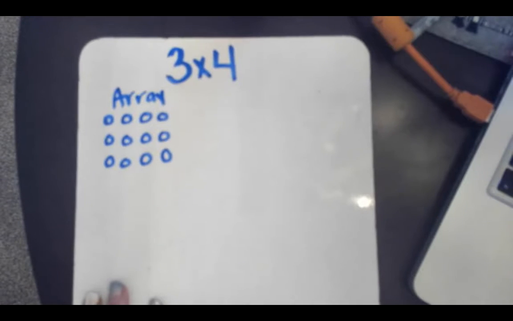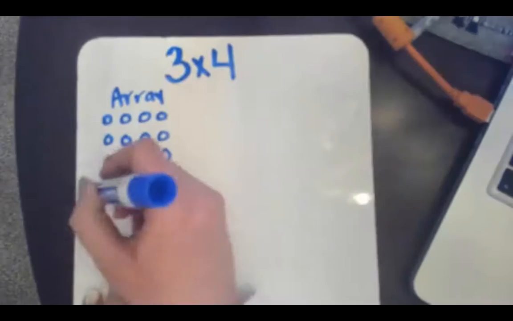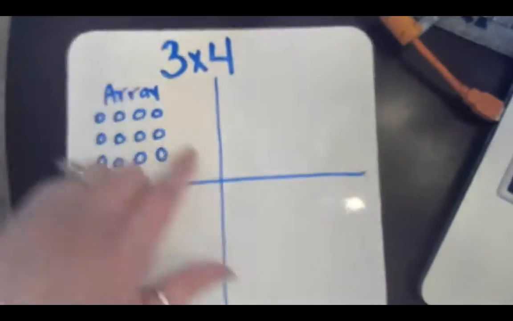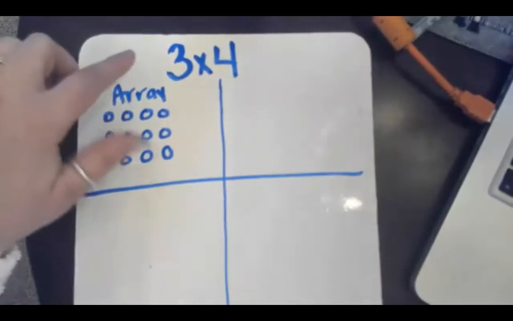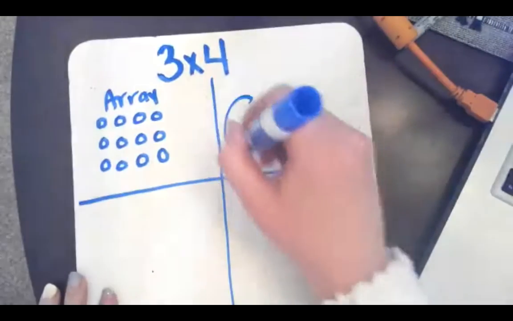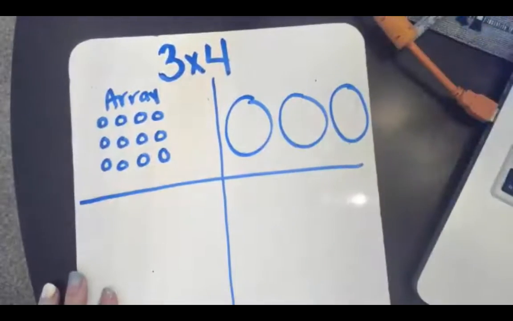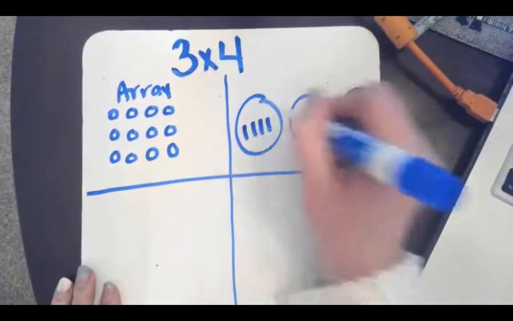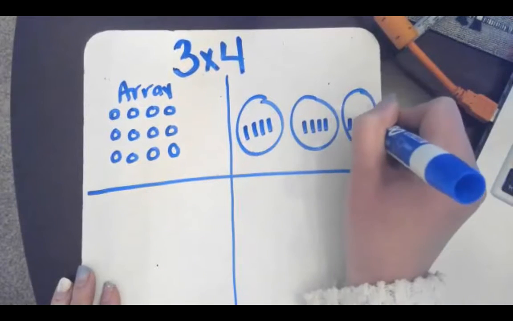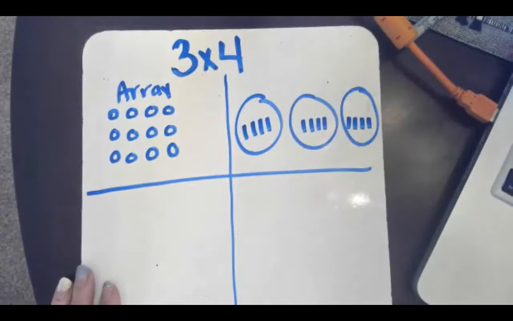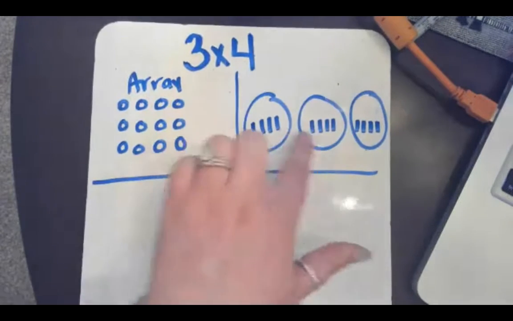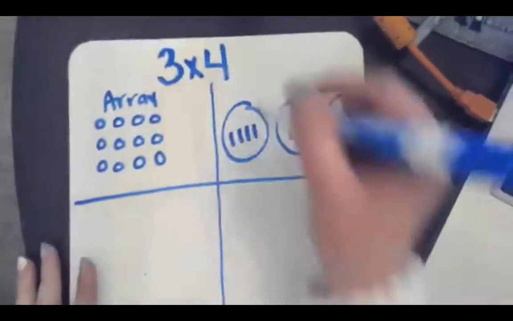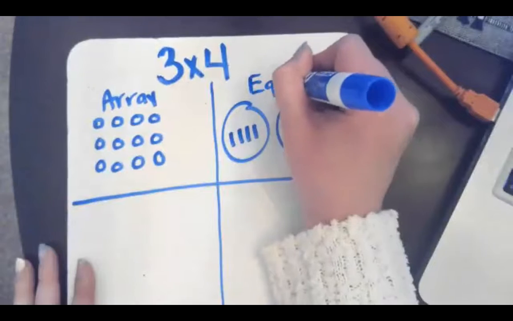The second one they came up with was equal groups. We look at equal groups very similarly to an array, except instead of rows and columns, we're going to have groups with numbers in each group. For this one, I have 3 groups. I'm going to draw my 3 groups, with 4 in each group: 1, 2, 3, 4, 1, 2, 3, 4, 1, 2, 3, 4. My total for 3 times 4 is the number of lines that I drew here, and there are 4, 8, 12 of those. So this strategy was called equal groups.